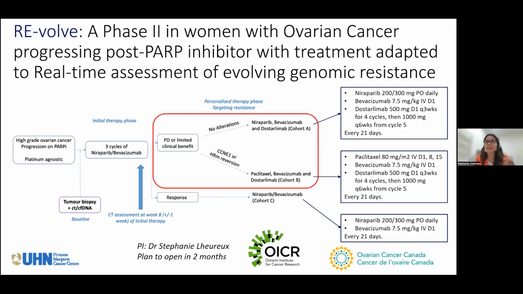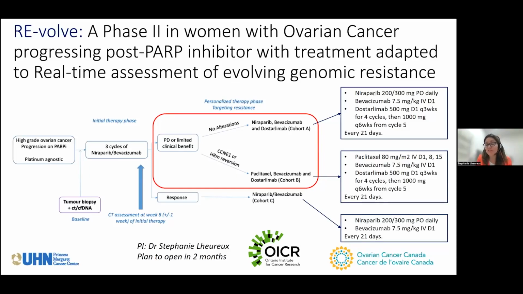And we'll try to see if we can adapt the treatment in a real-time assessment, knowing that the genomic can evolve. So this trial is supported by OICR and Ovarian Cancer Canada, and we will take patients who have high-grade ovarian cancer who previously got a PARP inhibitor treatment, regardless of the platinum status. All patients will undergo tumor biopsy and ctDNA, and they will be re-challenged with a PARP inhibitor treatment with an anti-angiogenic, because we know that some can benefit. And then we will adapt based on the genomic sequencing on the tumor biopsy and the ctDNA.